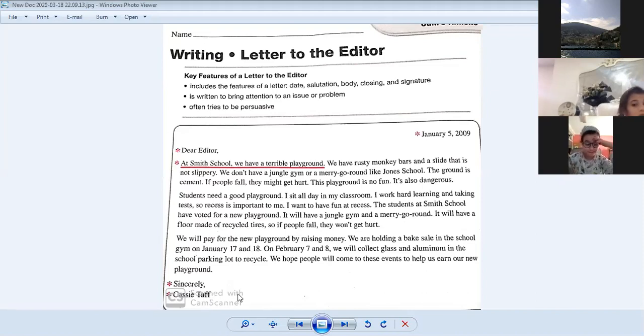Question two. Write the name of the student who wrote the letter. What is the name of the student? The name is written on the signature. Where is her signature? Here. Cassie Taff. Or Casey Taff. So write her name on question number two. You finish? Question three. Underline the issue or a problem the students bring up in her letter.